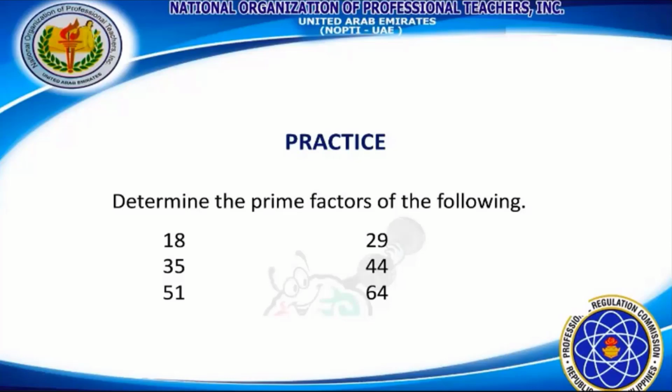6 na 2. Okay? 2 times 2 times 2 times 2 times 2 times 2. So, 6. That is 64. Okay. So, yan yung prime factorization. Next.